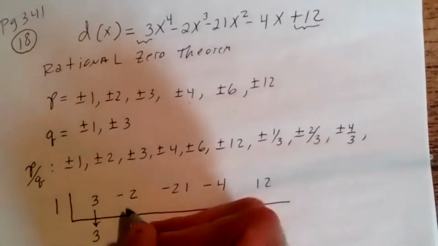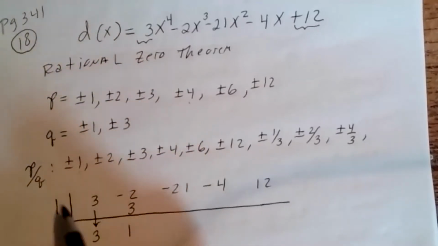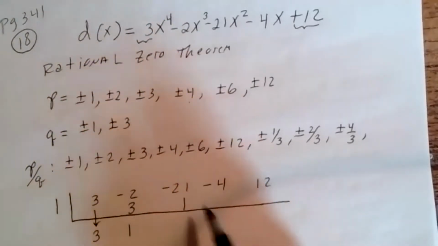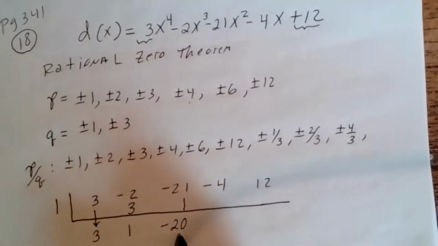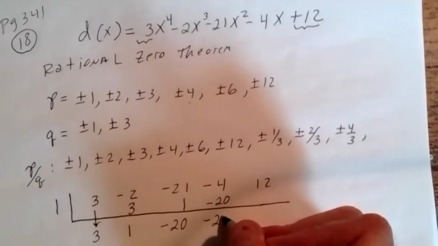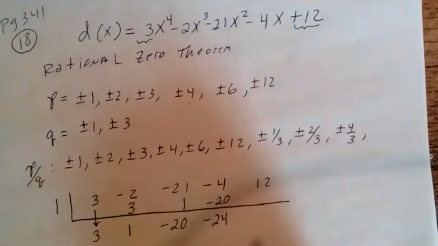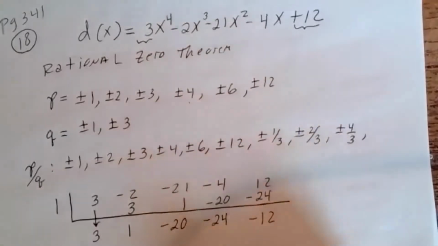All right, here we go. 1 times 3 is what? 3. -2 plus 3 is 1. 1 times 1 is 1. Add these together, you get negative 20. 1 times negative 20 is negative 20. Add these together, we get negative 24. 1 times negative 24 is negative 24. Add these together, you get negative 12.